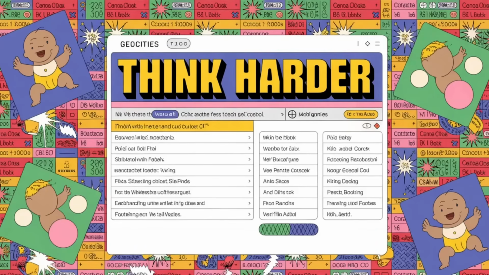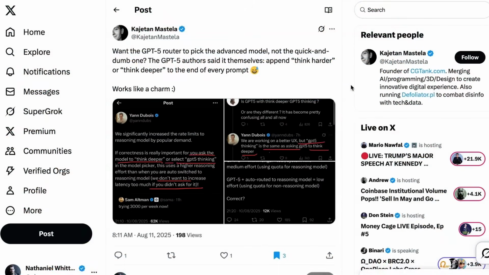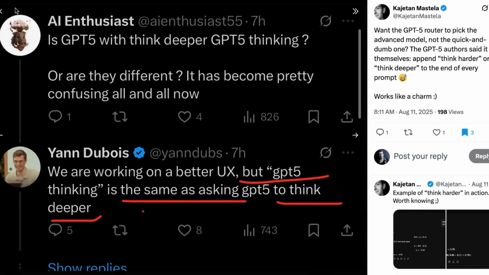But a lot of people's best recommendation so far after a few days with this model is to basically tell it to think and work harder. Kajetan Mastella writes, "The GPT-5 authors said it themselves, append 'think harder' or 'think deeper' to the end of every prompt. Works like a charm." Basically, telling it to think deeper is an alternative way to trigger higher reasoning.